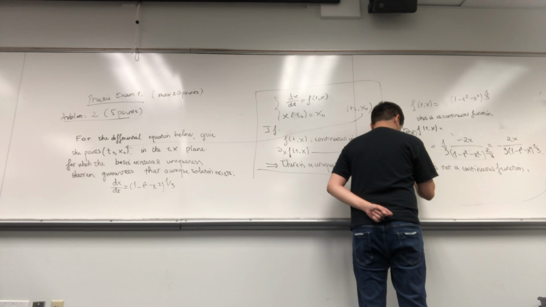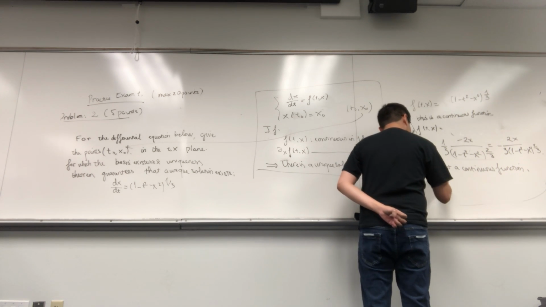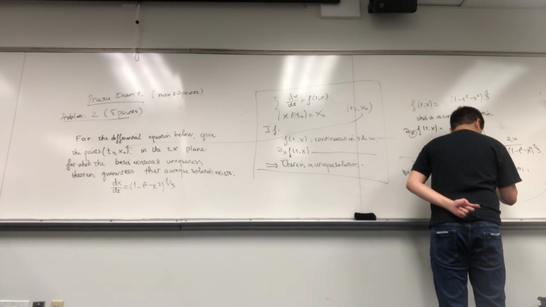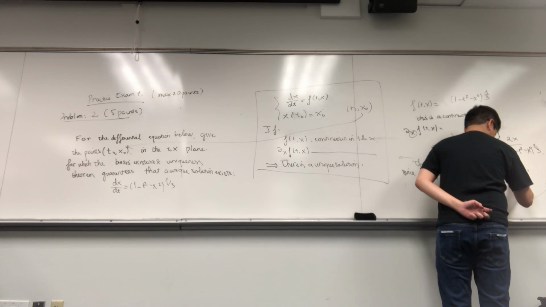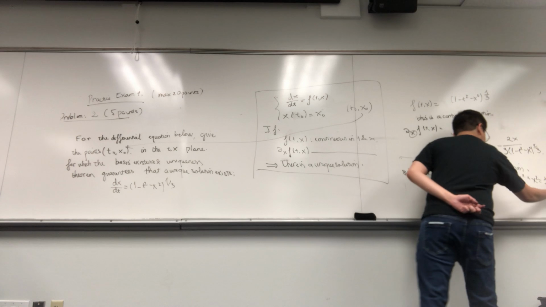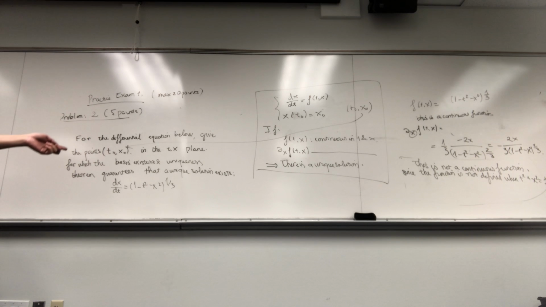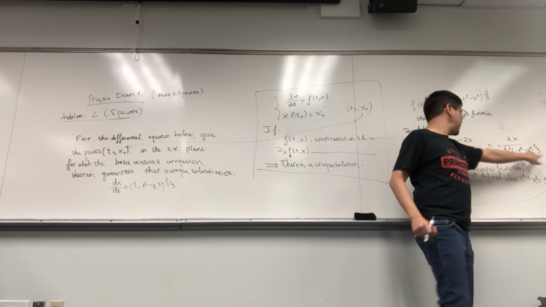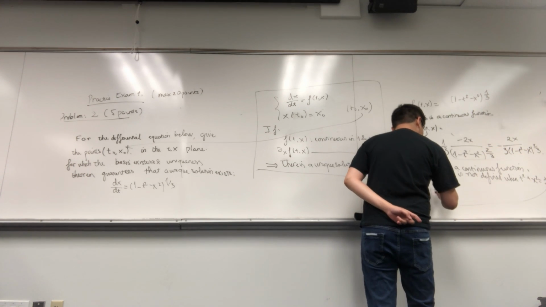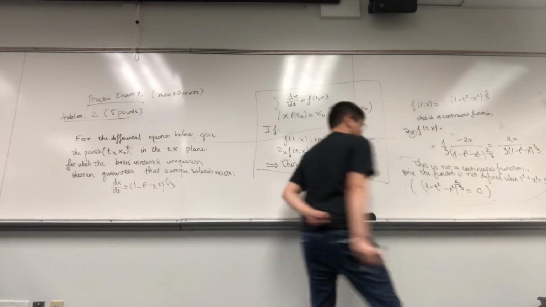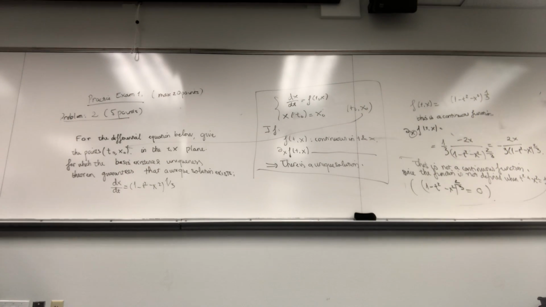Since the function is not defined when t squared plus x squared is equal to 1, meaning that 1 minus t squared minus x squared, to the power 2/3, is going to be 0. So now, in order to apply the theorem, what should we do?